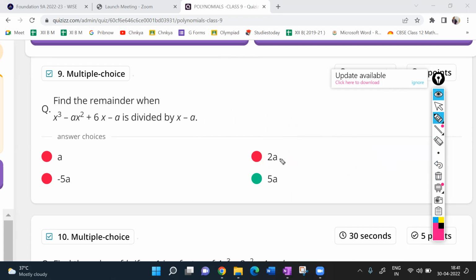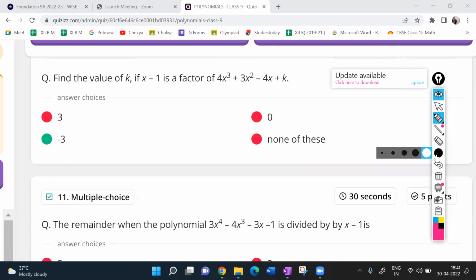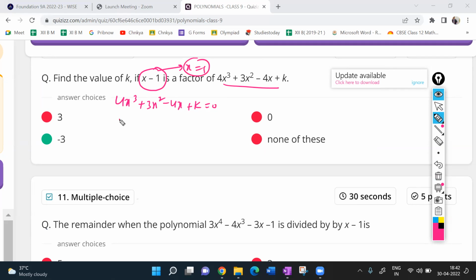Next. Now find the value of k if x minus 1 is a factor of 4x cube plus 3x square minus 4x plus k. Guys, look at this here. x minus 1 is a factor of this, which is nothing but x is equal to 1, isn't it? So substitute x value 1 here. So 4 into 1 cube plus 3 into 1 square minus 4 into 1 plus k is equal to 0. So 4 plus 3 minus 4 plus k is equal to 0. 4 will get cancelled, beta. K value is minus 3.